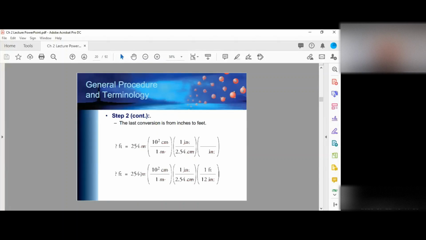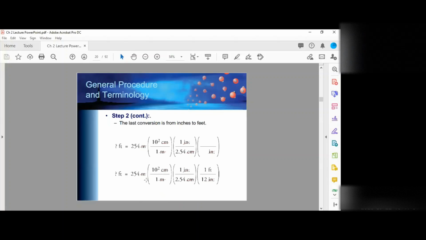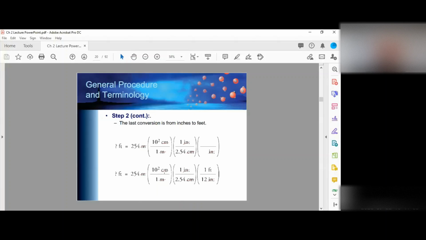So meter times a conversion factor that needs to be set up centimeter to meter, so the meter will cancel out. The next centimeter needs to be canceled out with another centimeter, so that's why inch to centimeter has to be set up in this way. Inch has to be canceled out, that's why the foot to inch has to be set up this way. And this will allow me now to cancel out the meter with meter, centimeter to centimeter, inch with inch, and end up with final answer in foot.